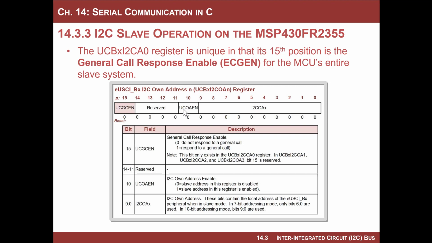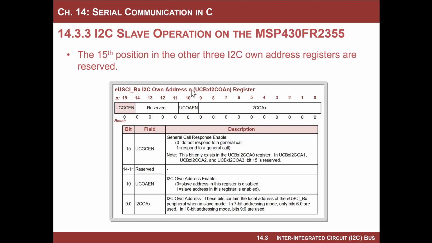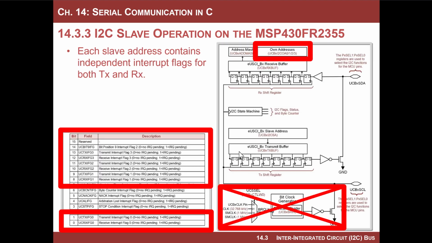And so you can actually disable this. You can disable the ability for the slave addresses to acknowledge while you're doing something. And this is separate from actually turning on the entire system. This is an overriding enable, and it's only present in the A0 register, and it's the 15th bit. All the other ones have their 15th bit as a reserve. So this only exists in OA0, okay?